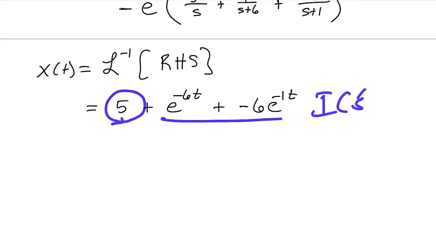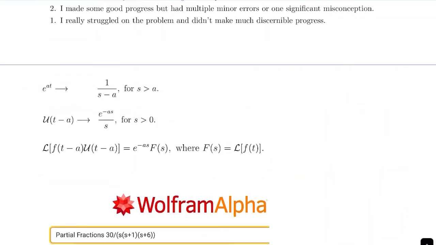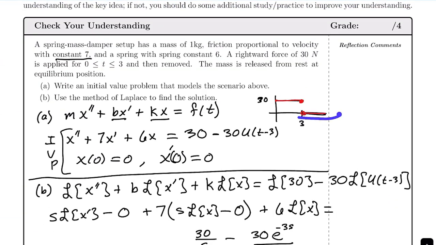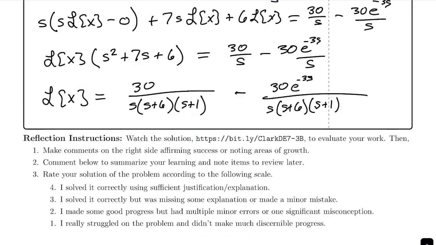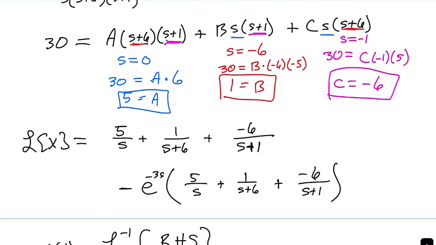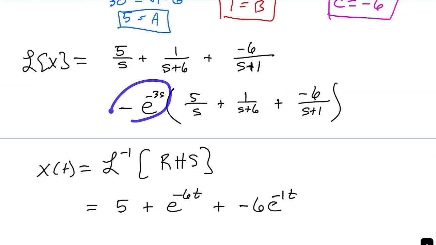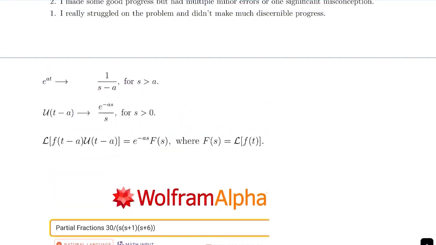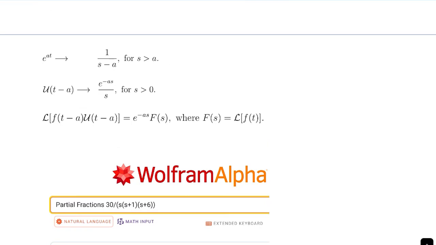We've got a particular solution. We've got a homogeneous solution. But then, all of a sudden, the power turns off. And so we need to respond to that change. And that is what e to the minus 3s is doing for us right here. So e to the minus 3s is going to essentially take whatever we would normally get and shift it and turn it on at that time, at 3 seconds.